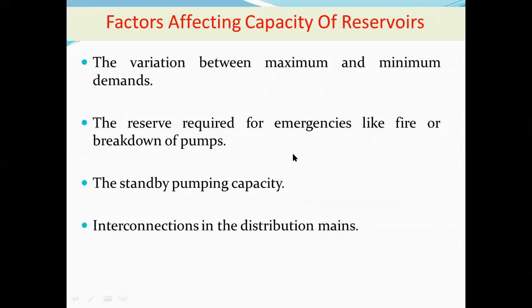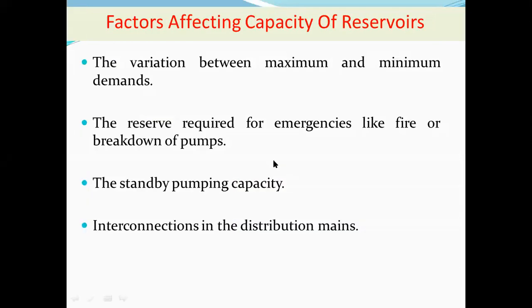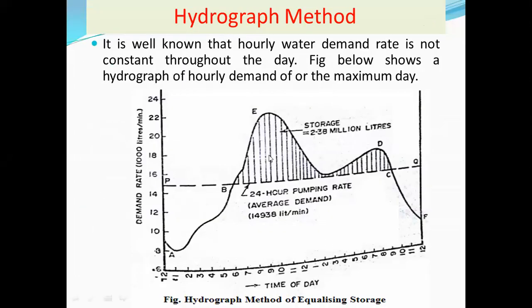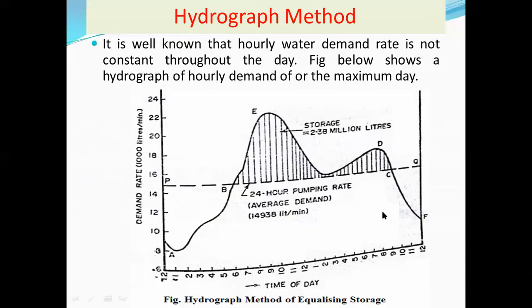So next point is factors affecting capacity of the reservoir. Okay. So these are the factors we will see, and then we are going to solve a problem based upon this, finding the capacity of the distribution reservoir. So let us understand what are the factors which affect the capacity of the distribution reservoir. First one is the variation between maximum and minimum demand, which is the main factor that determines the capacity of the reservoir. From this graph, it is also well known to you. This is the maximum demand, okay, and this is the minimum demand. So this affects the storage capacity.